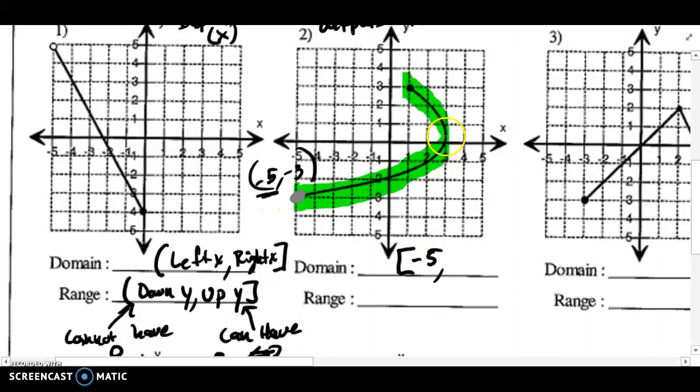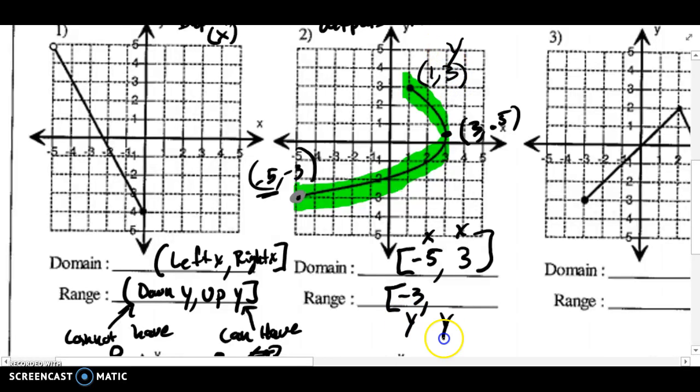Then we're going to follow the graph, and the rightmost spot on the graph is about right there. That is (3, 0.5). So then we would write 3, because these are x values. This is an x and an x, and it's a bracket. And then we're going to go down on the graph. This spot right here that we used earlier is also the spot down on the graph. Then we're going to follow the graph to the top. The highest point would be right there. And again, we could write this out as (1, 3), but we're just looking for the y value, so it's 3. So that is our domain and range.